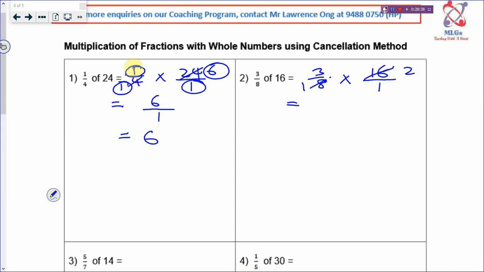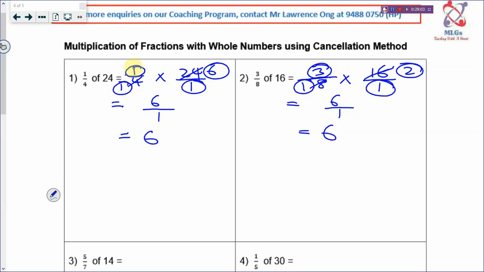3 and 1 is a diagonal pair as well, but they cannot be cancelled. They are too small to be cancelled. 1 and 2 is also a diagonal pair, so they are too small to be cancelled. So whatever you don't cancel, you circle. Circle those numbers you didn't cancel, then you multiply. 3 times 2 is 6. 1 times 1 is 1. So what's the answer? 6.